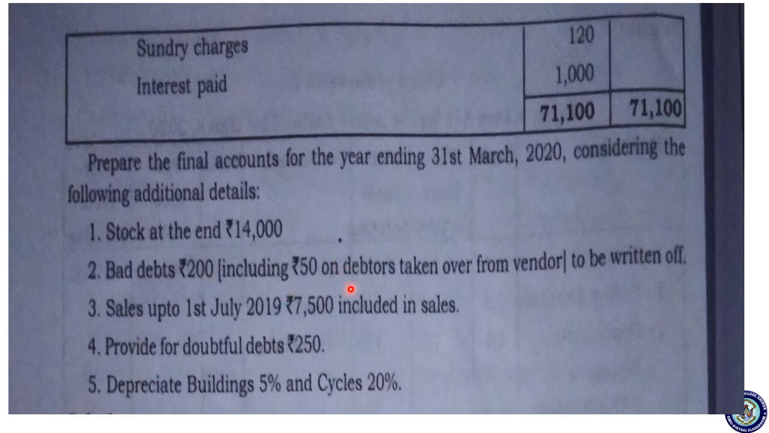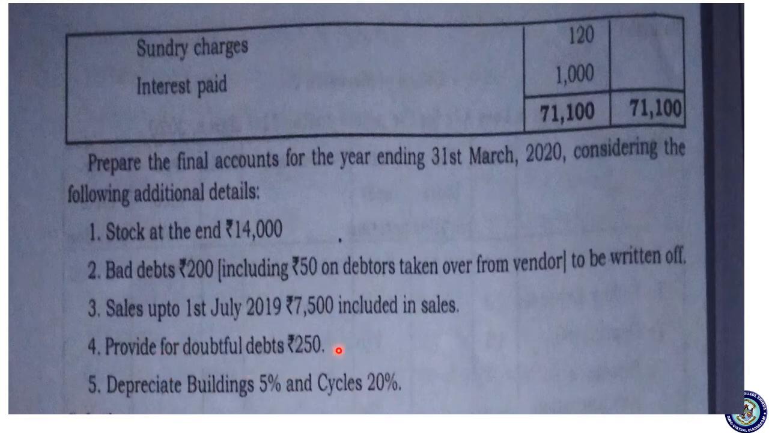Including 50 on debtors taken over from the vendor means it is okay. So the entire amount is a bad debt. Total 200, so nothing to do with this 50. So 50 has been included. If excluding, this 50 has to be added here. Okay. Next, sales up to, you know that we took it for the calculation of sales ratio.